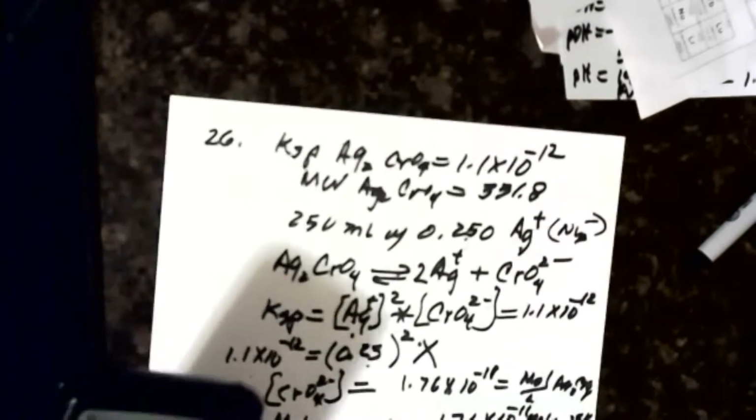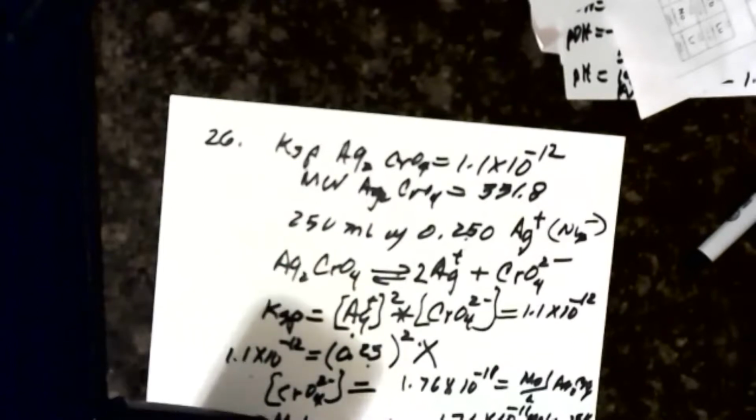And if I take 4.4 times 10 negative 12 moles of the silver chromate, and I want to convert from moles of silver chromate to grams, the molecular weight is 331.8. So all I need to do is multiply that answer times 331.8. And that should give me the number of grams. So I get 1.46 times 10 negative 9 grams.